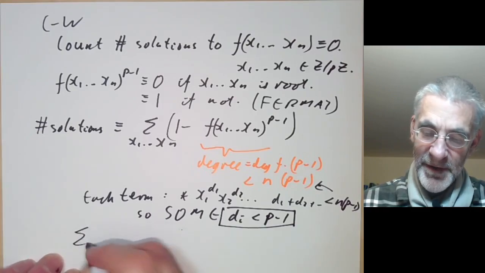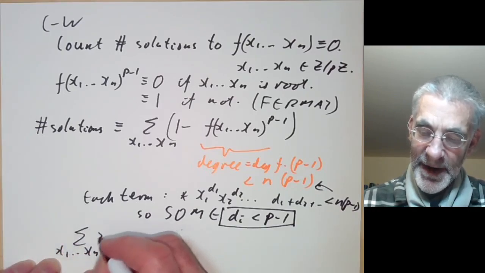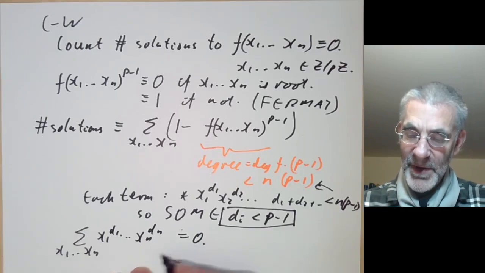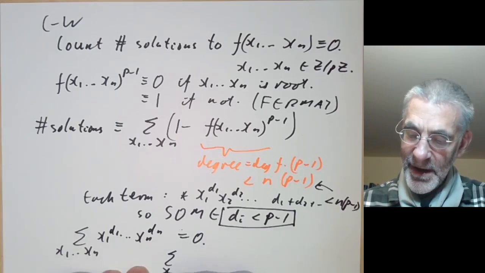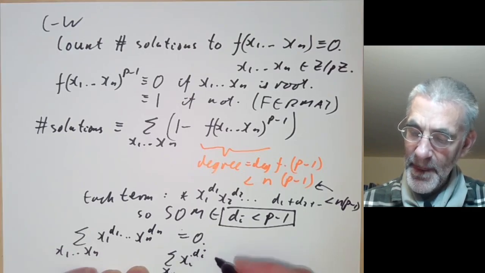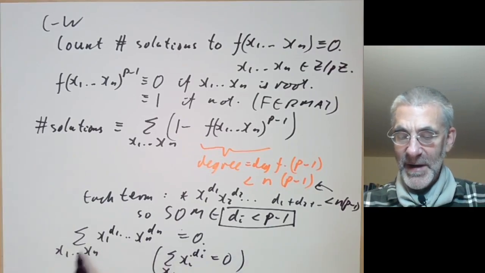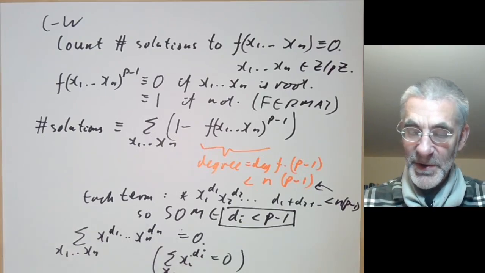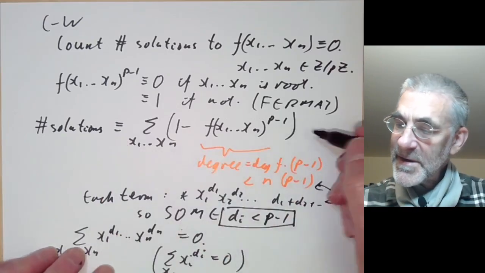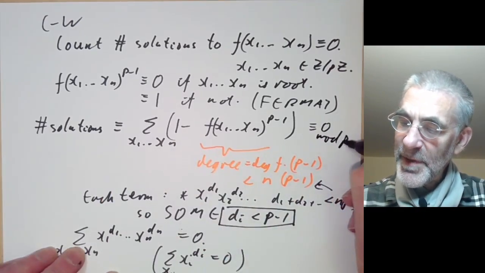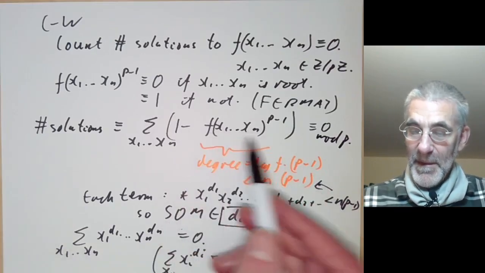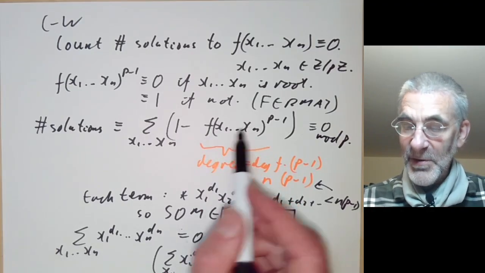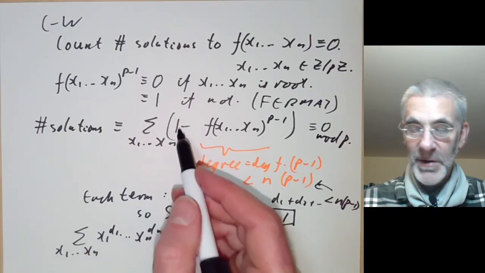And now if we look at the sum over all x1 up to xn of x1 to the d1 times xn to the dn, this must be 0, because the sum over xi of xi to the di is equal to 0. And we can do the sum over xi first, and that's going to give us a 0 every time. So this sum here is congruent to 0 mod p, because every monomial that occurs in here becomes 0 if you sum it over all x1 up to xn. That also applies to the constant term 1, of course.